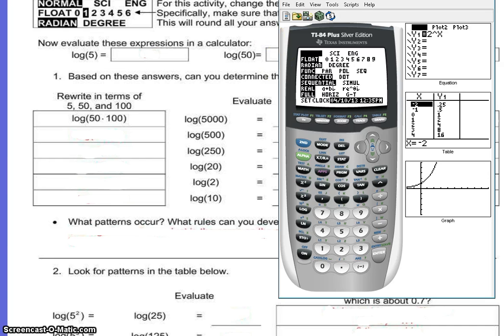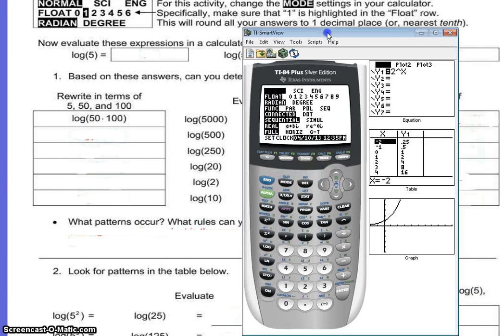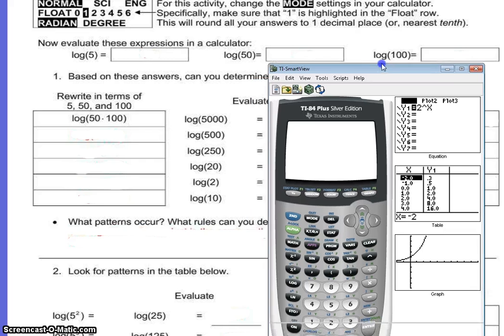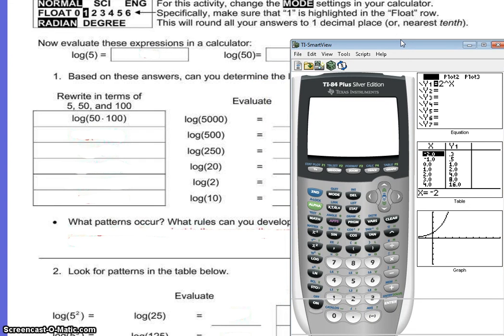It's telling you specifically to make sure that number 1 is highlighted in the floating row. So I'm going to go down to float, and I'm going to hit enter so that 1 is highlighted. And then I'm going to get out of there. Second mode is to quit. Now this is going to round our answers to the first decimal place, or the nearest tenth.